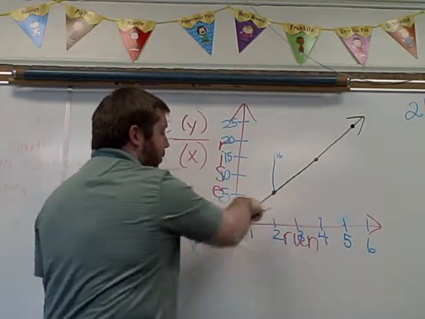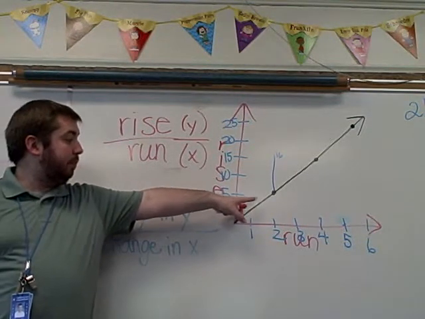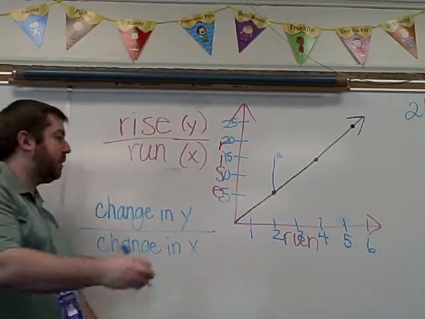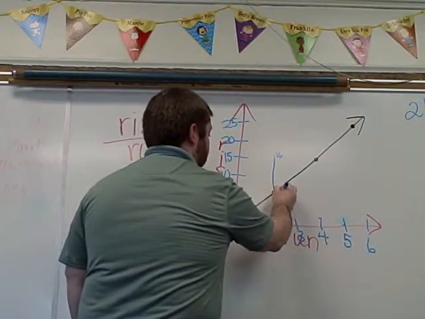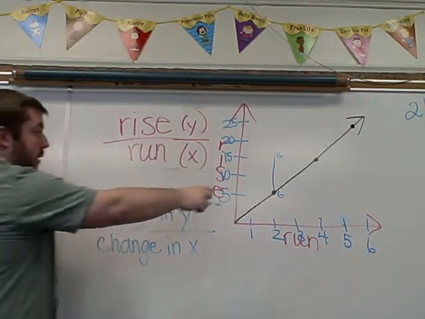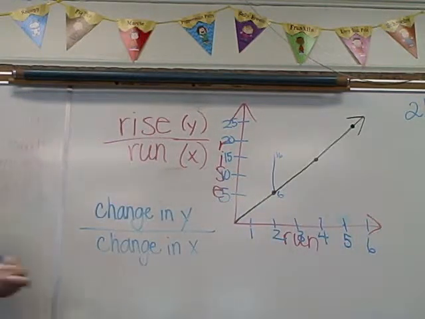This dot, where would you say that is? Where would you say that is? No, it's between 5 and 10. I would say it's about 6. Okay, does that make sense? Okay, so what is my rise? 16 minus 6. That's it. Oh, sweet. 10.